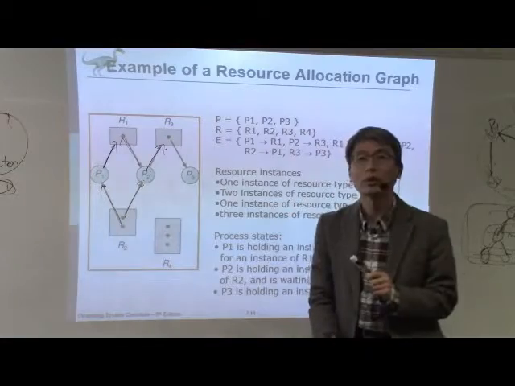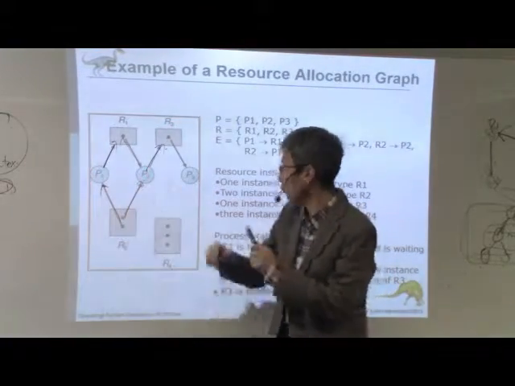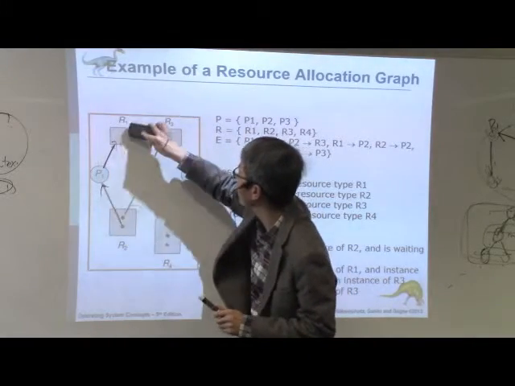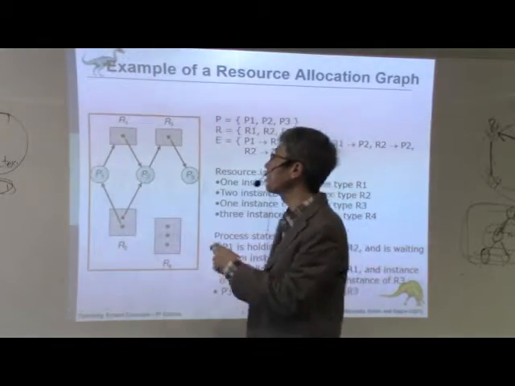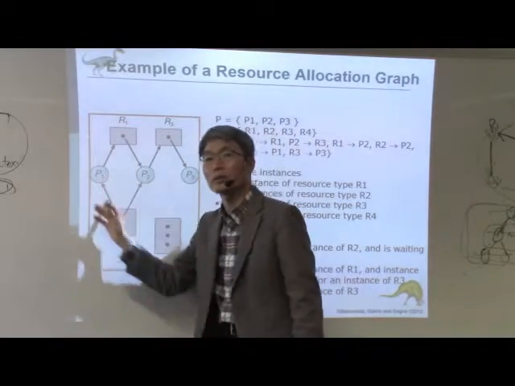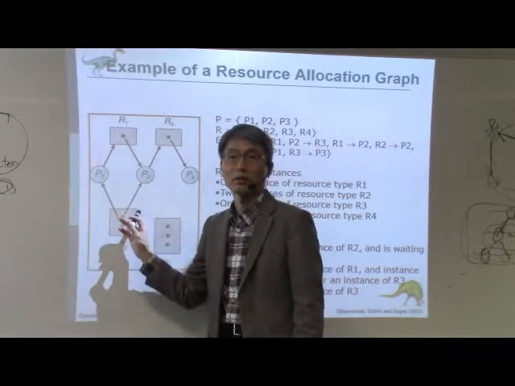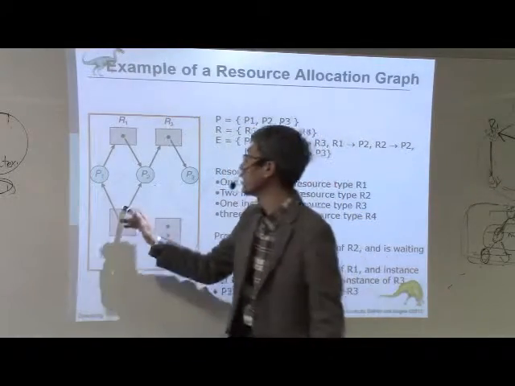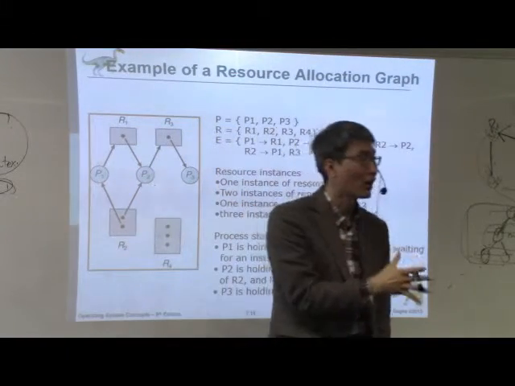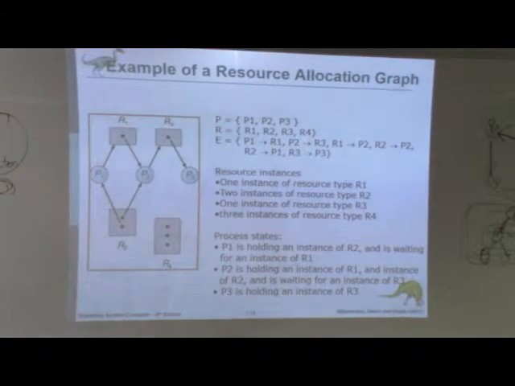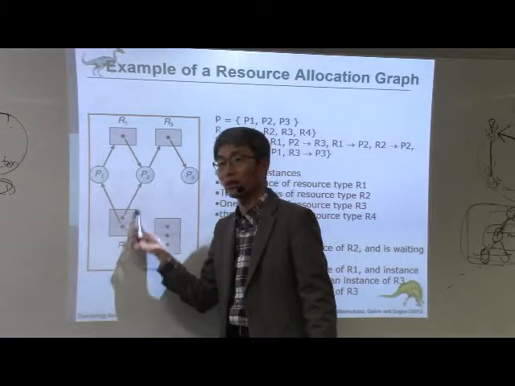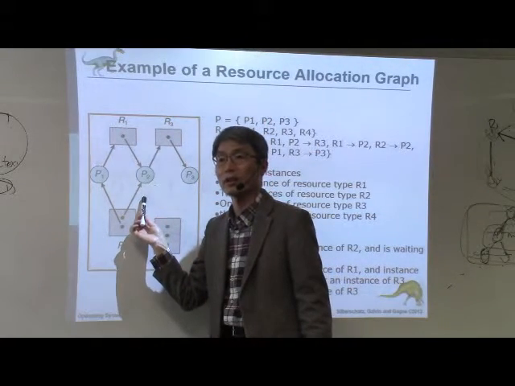Then P2 will be terminated. Once P2 is terminated, this one will be released, and this one also released, and then P1 will be completed. So it looks like a circle if we do not consider the direction. If we consider the direction, it's not a circular wait. However, it's very hard to detect the direction of the circle, so we can just consider this a circle in a resource allocation graph.